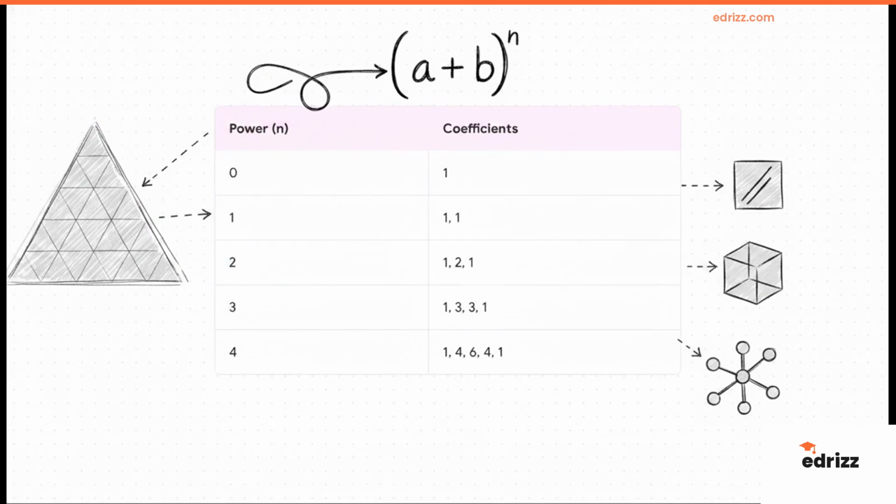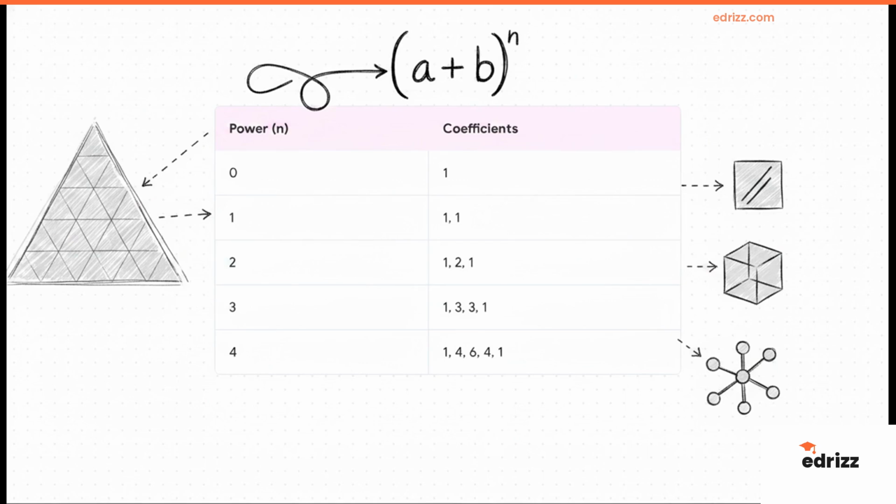Okay, so why on earth do we care about adding numbers in a triangle? Well, the rows of Pascal's triangle correspond perfectly to the coefficients of our expanded binomial terms. If you're raising a binomial to the power of 2, our simple a plus b squared, you just look at row 2. The numbers are 1, 2, 1. And what were the coefficients of a squared plus 2ab plus b squared?